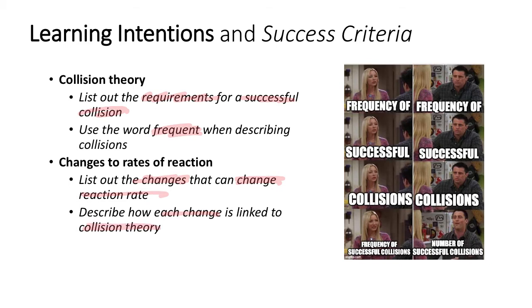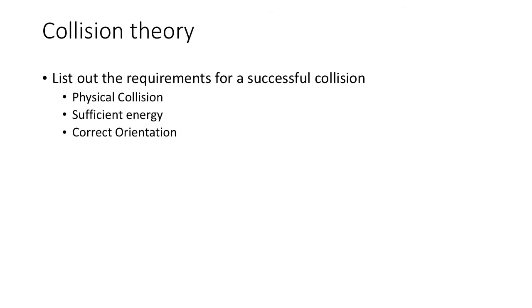So let's have a look. Collision theory: we remember that what you need for a successful collision is a physical collision, so the particles must collide. They must have sufficient energy. What that means is that they need to be moving fast enough when they collide with each other so that they can actually break the bonds that they need to. If they're not moving fast enough, then they're just going to bounce off each other and it's going to be an unsuccessful collision. This sufficient energy is also known as activation energy.